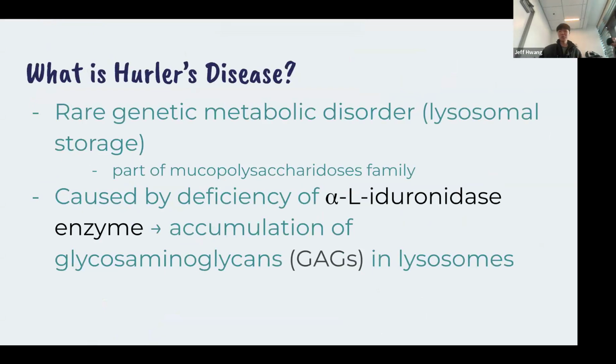So what is Hurler's disease? It is a rare genetic metabolic disorder, more specifically a lysosomal storage disorder. And there's more than one type of these metabolic lysosomal storage disorders, and these are all part of the mucopolysaccharidosis family. Mainly, this disease is caused by a deficiency of an enzyme, which we will talk more about later, which leads to an accumulation of glycosaminoglycans in lysosomes.